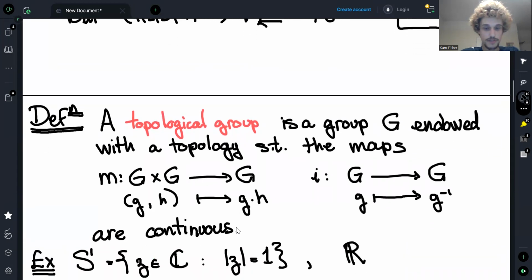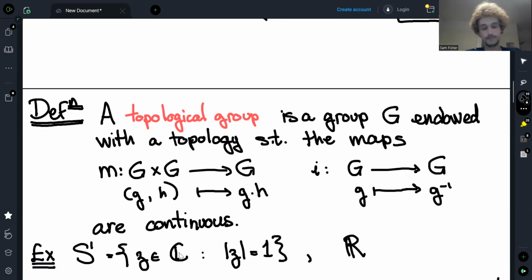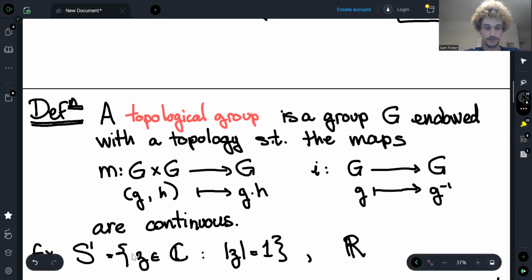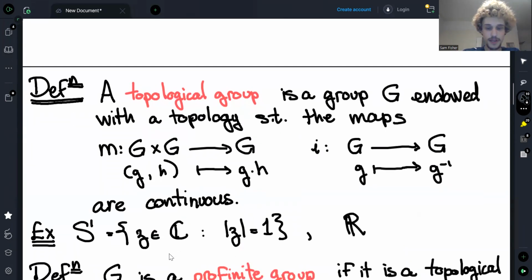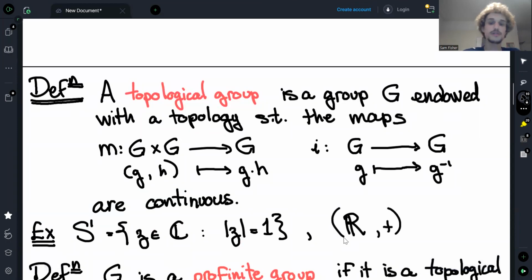So examples of that are S1, which is a group. S1 can be defined as all of the norm 1 elements of the complex plane. And you can check pretty easily that multiplication and inversion are continuous functions here with respect to the normal topology on C. And R with just the additive structure is also a topological group. The inversion and multiplication are obviously continuous maps here.